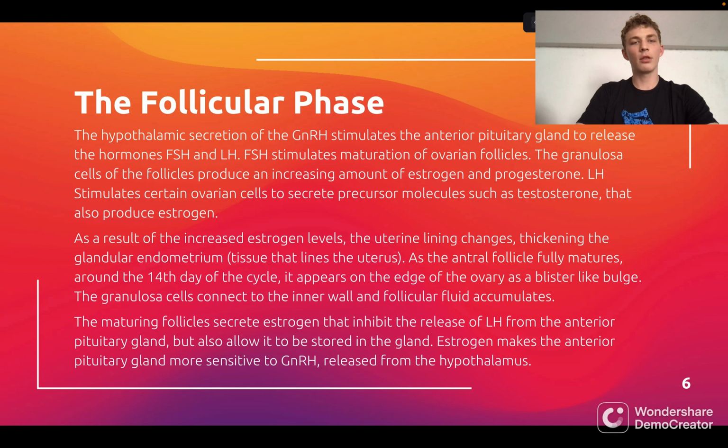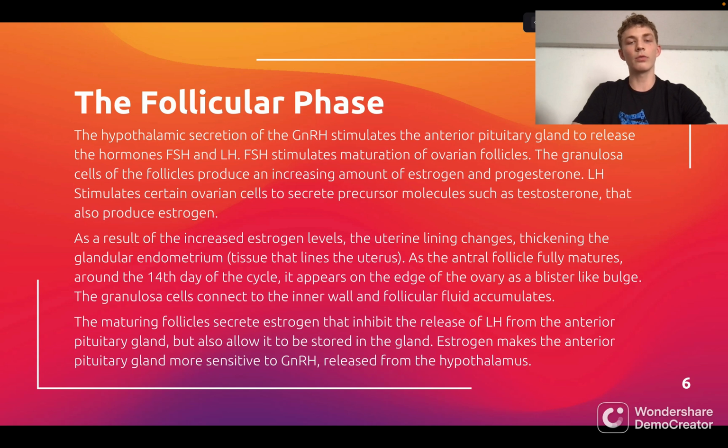While menses is considered the first phase of the reproductive cycle, we are going to start with the follicular phase because it helps show how a new egg changes as it goes through the menstrual cycle. It starts with the secretion of the hormone GnRH from the hypothalamus, which stimulates the anterior pituitary gland to release the hormones FSH and LH. FSH stimulates maturation of ovarian follicles, the granulosa cells of these follicles producing an increasing amount of estrogen and progesterone. LH stimulates certain ovarian cells to secrete precursor molecules that produce estrogen. As a result of the increased estrogen levels, the uterine lining changes, thickening the endometrium.